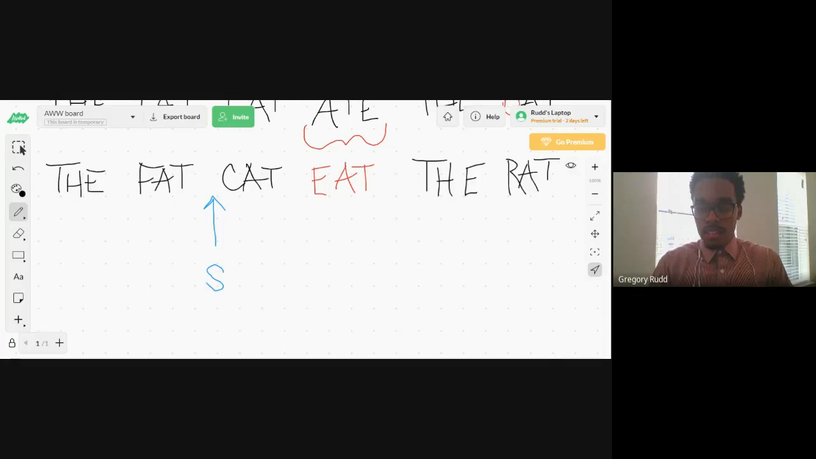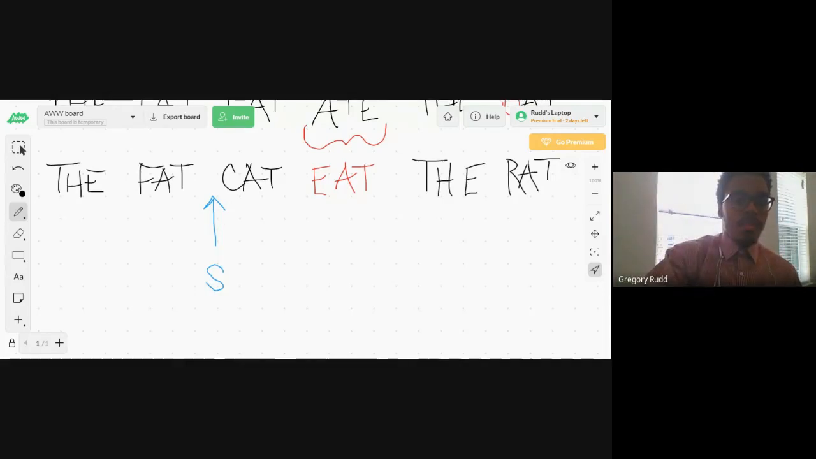A codon is a group of 3 nitrogen bases that codes for a specific amino acid. Please write that down if you have not already. That's really important. A codon is a group of 3 nitrogen bases that codes for a specific amino acid.